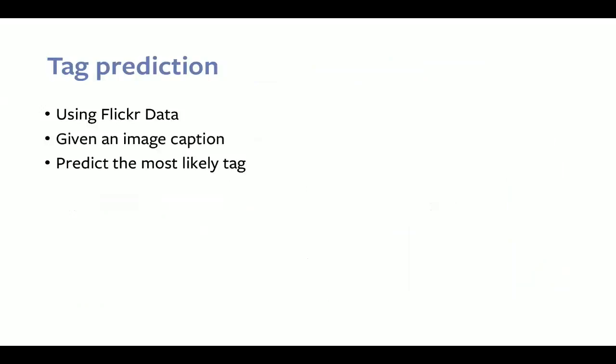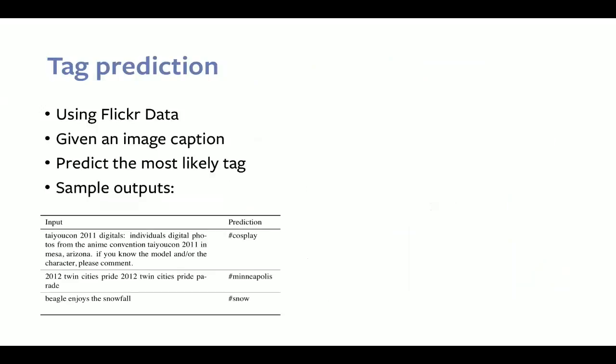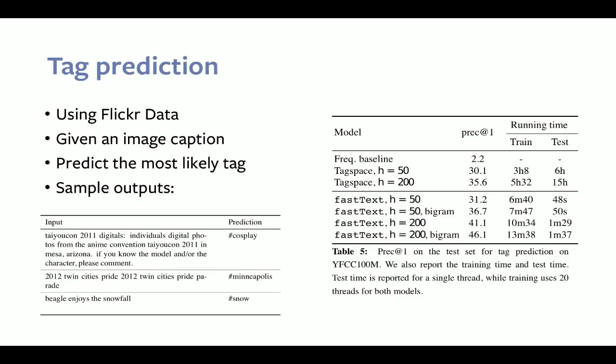The second thing on which we evaluated is tag prediction, where given Flickr data, given an image caption, you want to predict the tag. So these are examples from the data set. Again, we compare to tag space, and you see that we get better accuracy in training, in 13 minutes instead of 5 hours.